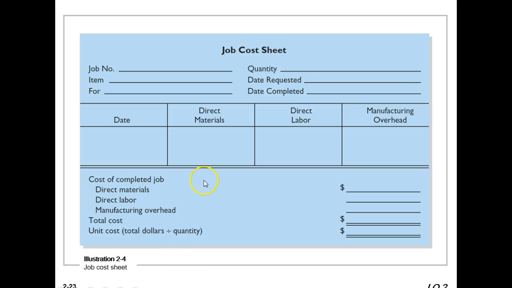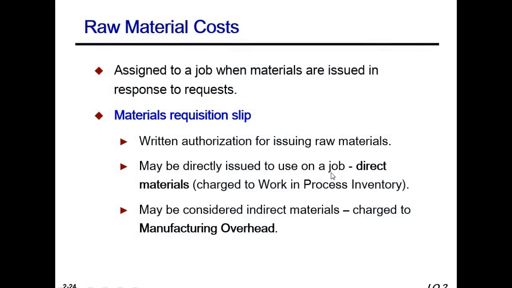The job cost sheet basically will show here the job number that we need to assign it to, the quantity, when it was requested, the item we're requesting, for what, and specifically link it to a specific job. Raw materials get assigned to a job when the materials are issued in response to a job order request. In this particular case, when we're requesting materials, we will have a material requisition slip.